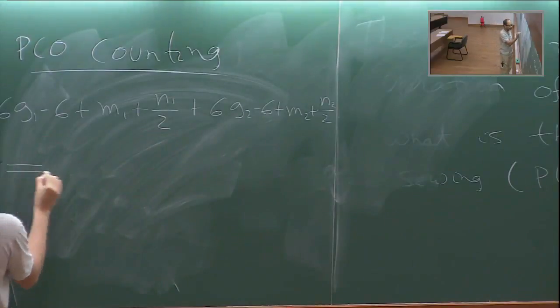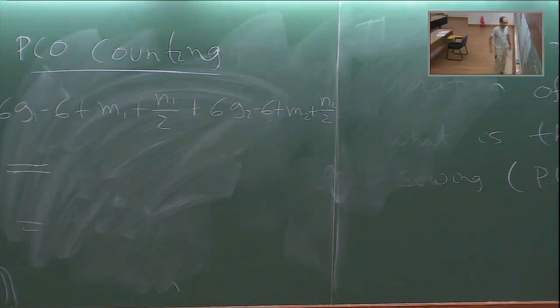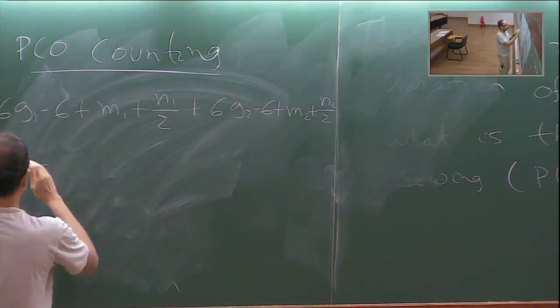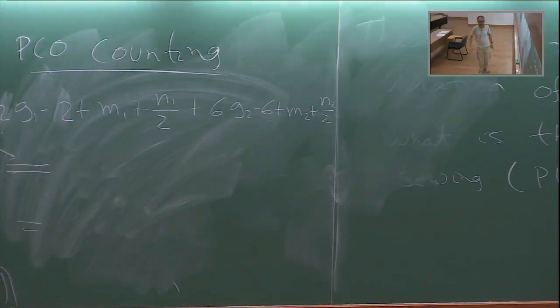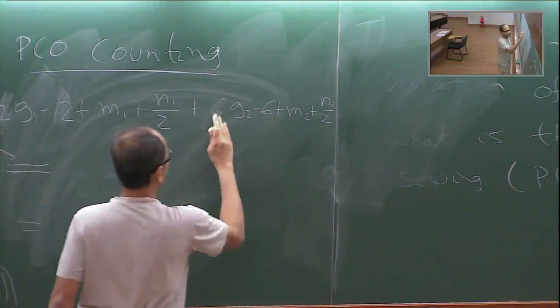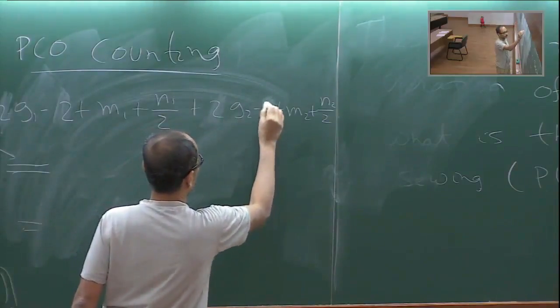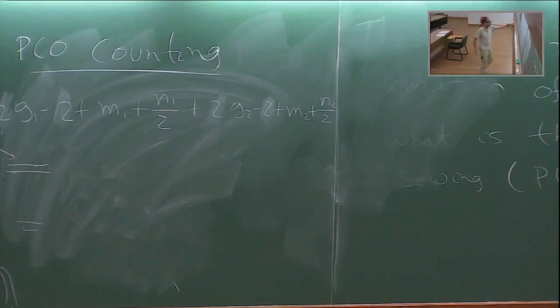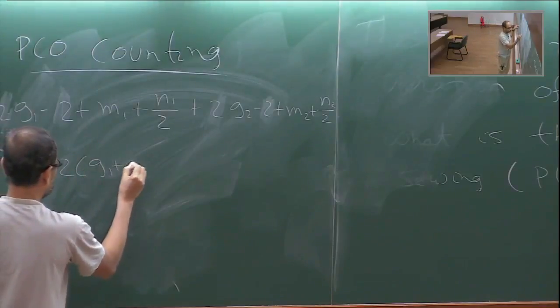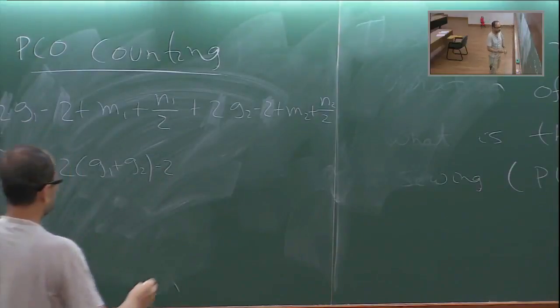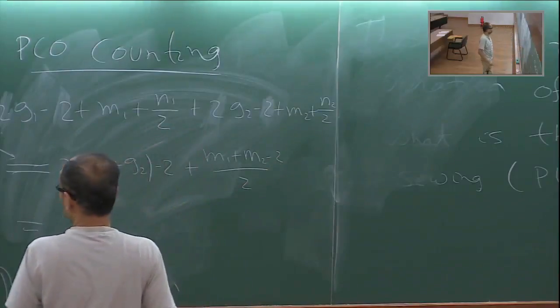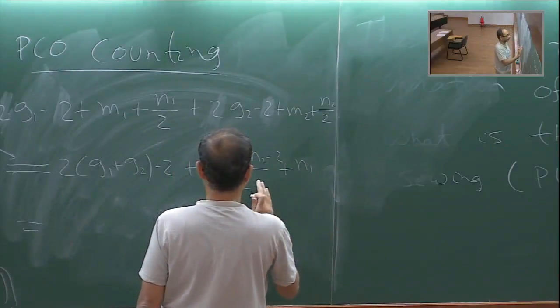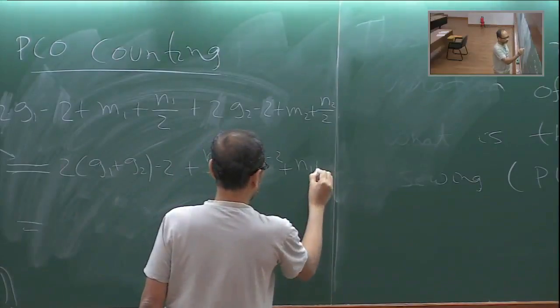Okay. How many do we need? There are two different cases you have to consider. So for this case, not 6g1 minus 6, 2g1 minus 2, sorry. That 6g1 minus 6 was for the dimension counting. Similarly, this is 2g2 minus 2. For this, we need 2 g1 plus g2 minus 2 plus m1 plus m2 minus 2 by 2 plus m1 plus m2 minus 2 plus n1 plus n2 by 2.